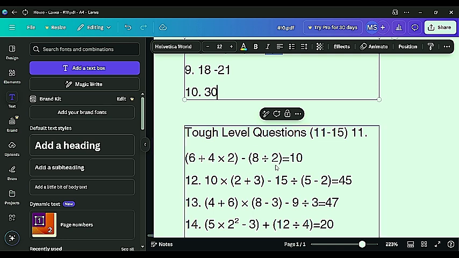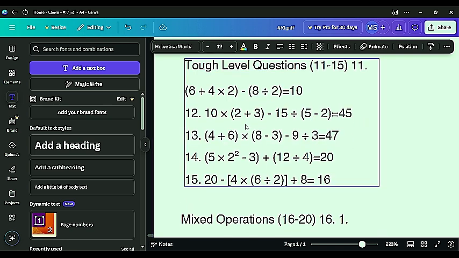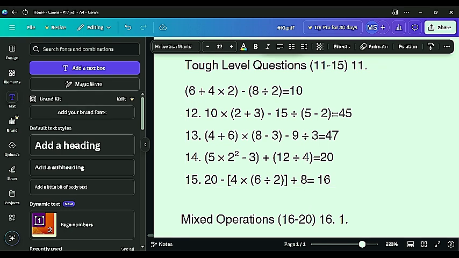So here we get 6 plus 4 multiplied by 2 is equal to 20. No, no, yeah. 8 divided by 2 gives us 4, and 20 minus 4 is not correct. So that's what we're saying.